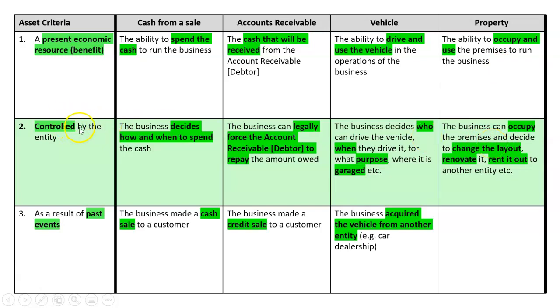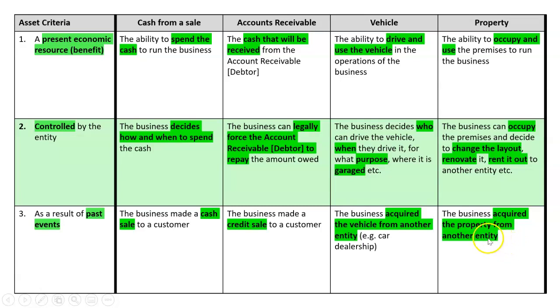We don't have control of those. This is a property that we bought, and we can control how that property is occupied. We can occupy it, we can change the layout, we can paint it, we can renovate it. We might even decide to rent it out to another entity. That is our right. We have legal control of this asset. And lastly, it has to have been a past event. At some point in the past, we would have acquired the property from another entity, and there'll be a source document to back that up.